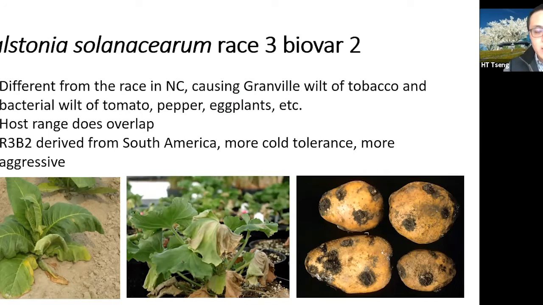And race 3, they are particularly worried about it because it can also attack potato. We have race 1 here, and race 3, their host range overlaps some. As shown here, race 3 biovar 2 is derived from South America, and is more cold tolerant and more aggressive compared to what we have in North Carolina. So it's definitely a select agent that we don't want to be in the US.